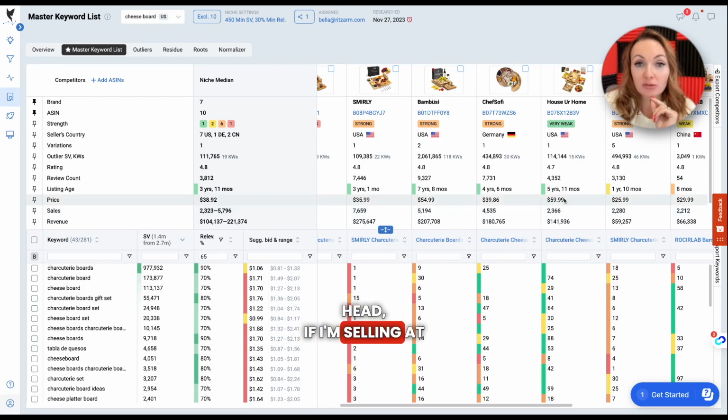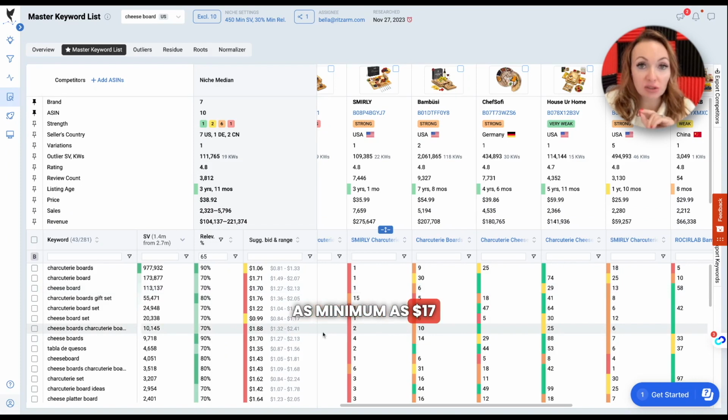If I'm selling at $59.99, I have to subtract as minimum as $17 that I will have to pay for the advertisement, and then I have to subtract Amazon fees, which is about 30%, and then I have to subtract my shipping cost to Amazon and my cost of goods. And I believe my margin will be very, very low. And that's if everything goes well and if all numbers work out.